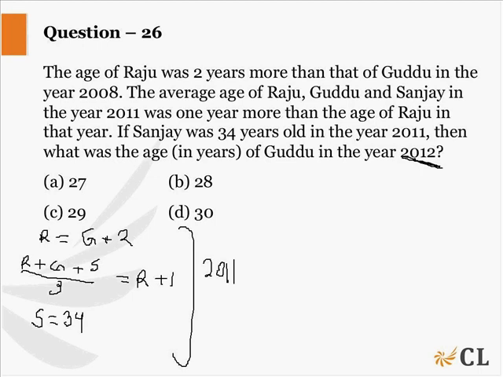Done, all of you? Please ask if you have any doubt in this. This year 2008 is of no significance here. At any given year, Raju will be 2 years more than Guddu only, whether it is 8, 9, 10, 11, any year. Okay? Okay, so no doubt, I guess. Next, moving on.